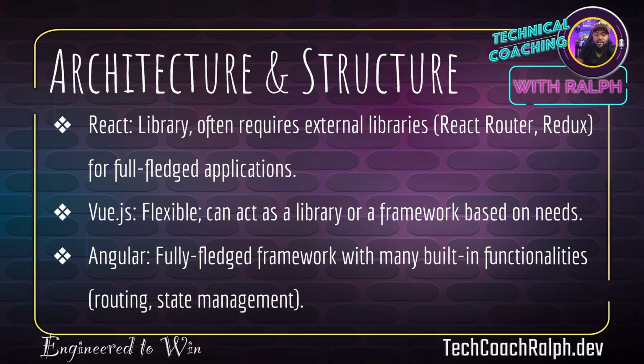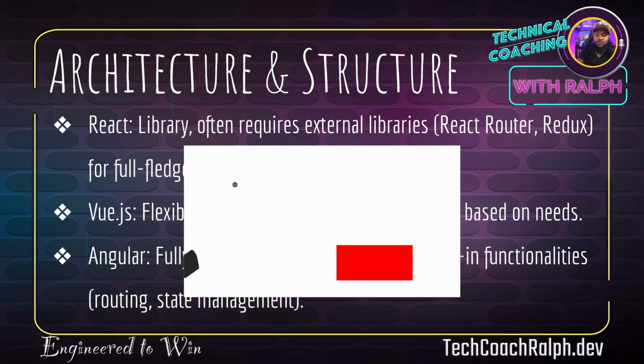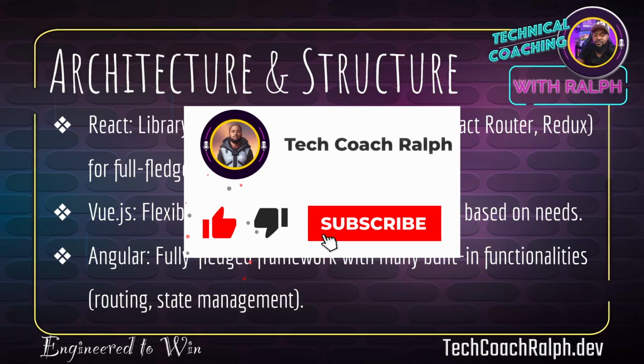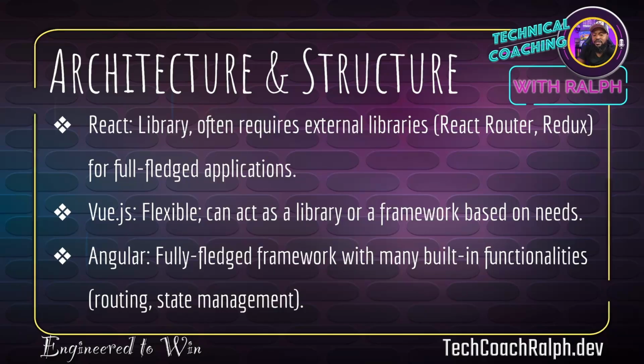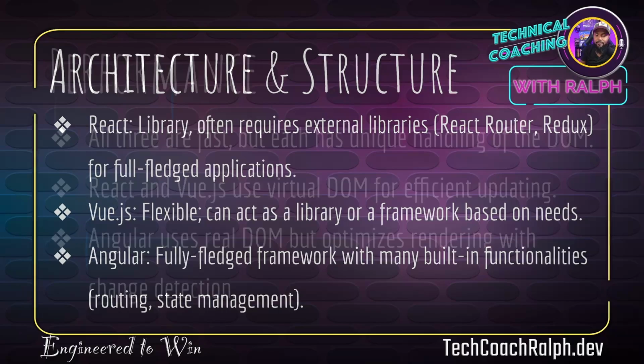Architecture and structure. React, the library, often requires external libraries like React Router and Redux for full-fledged applications. Vue.js is flexible. It can act as a library or a framework based on the needs. Angular is a fully-fledged framework with many built-in functionalities, routing, and state management. So for example, with React, you might have to call in these libraries externally. It's already built into Angular. And Vue.js is pretty much flexible; we can figure it out as you go along, from what I'm reading here.